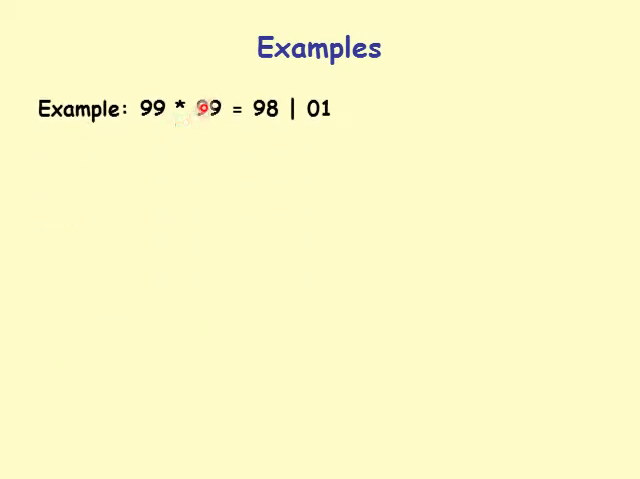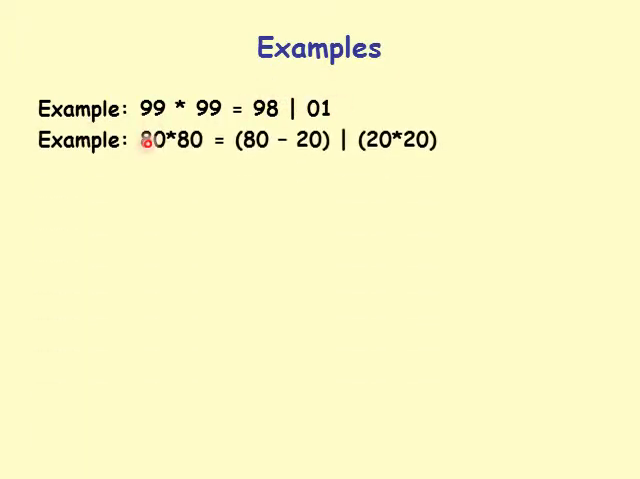Let's see some more examples here. 99 times 99 is 98 and 01. So 9801 is the answer. Okay, so let's continue that one.